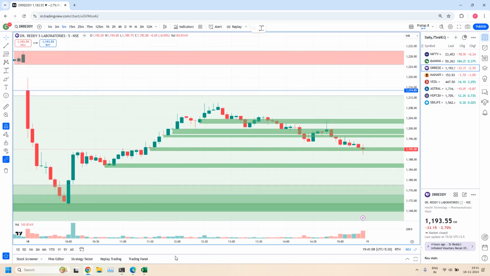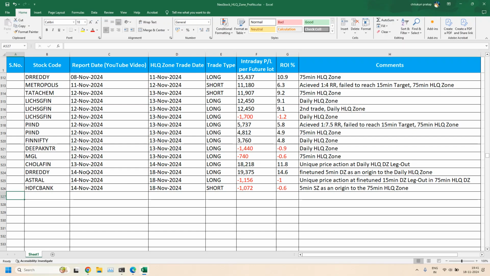How much profit would we have got in Dr. Reddy? In Dr. Reddy, you would have got 19,375 rupees profit, which is 14.6% ROI as per one futures cost. What kind of trade is it? It is a fine-tuned 5 minute demand zone. But how is this fine-tuned 5 minute demand zone acting? It is acting as a horizon to the entire daily HLQ demand zone.